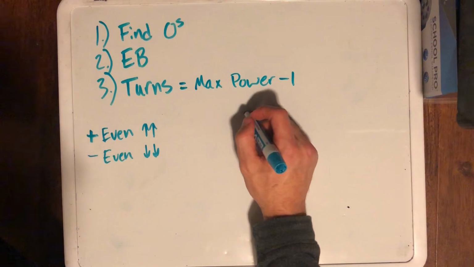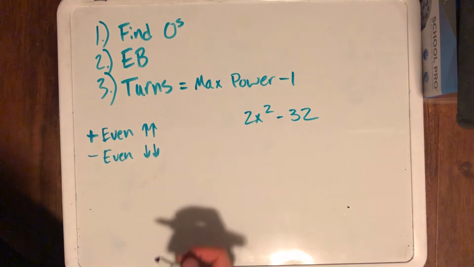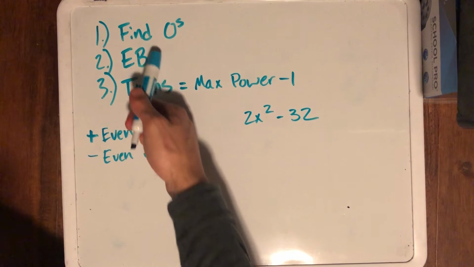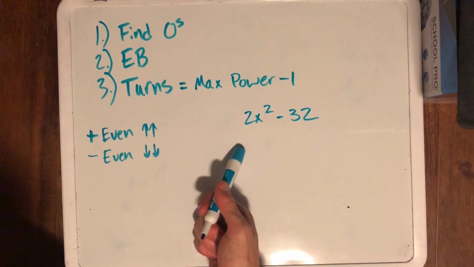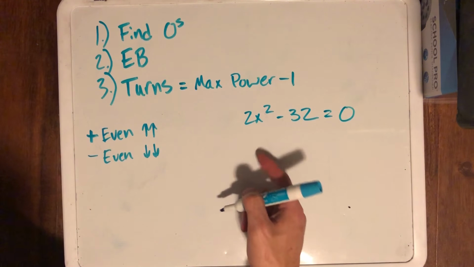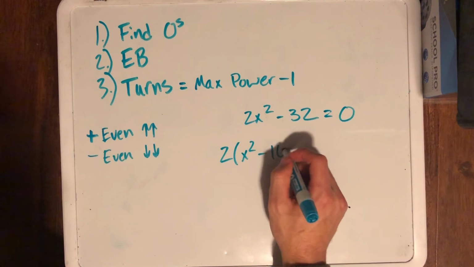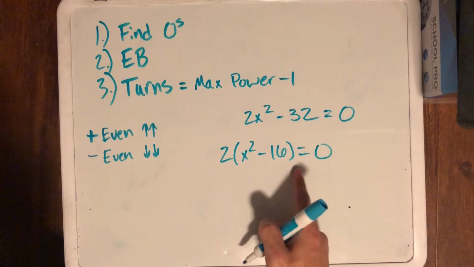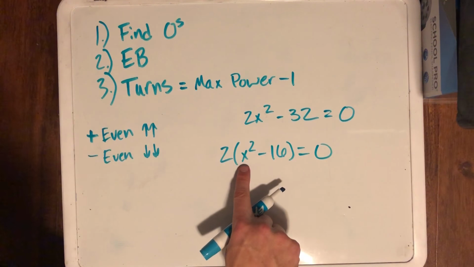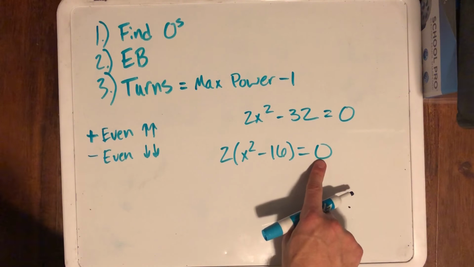So now if we look at the polynomial 2x squared minus 32, and we were asked to graph this, the first thing that we would need to do is find our zeros. The way that we would do this is by factoring this. So this one has a greatest common factor of 2. I could pull that out. I'm left with x squared minus 16. This is equal to 0 because 2x squared minus 32 and 2 times the quantity x squared minus 16 are equivalent. So because this was equal to 0, this is equal to 0.